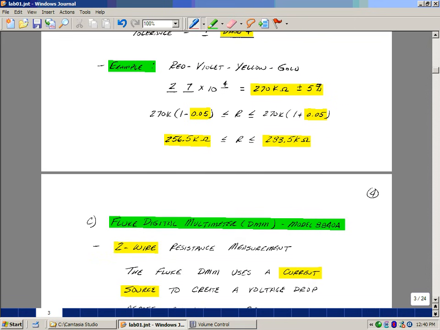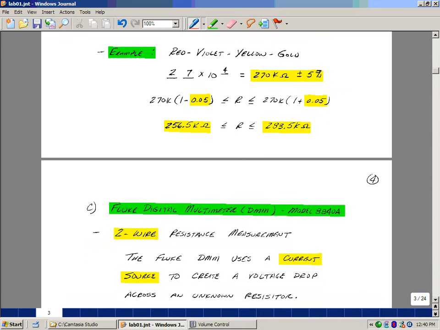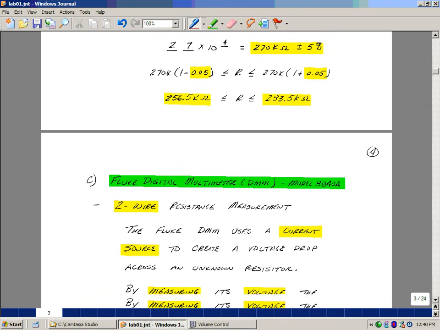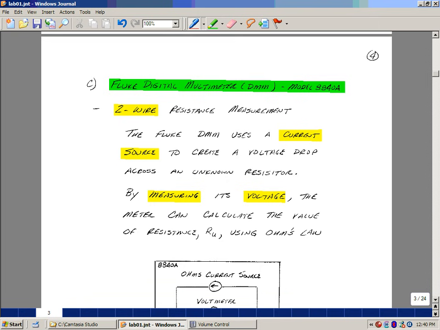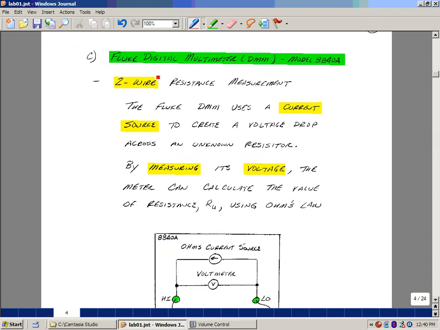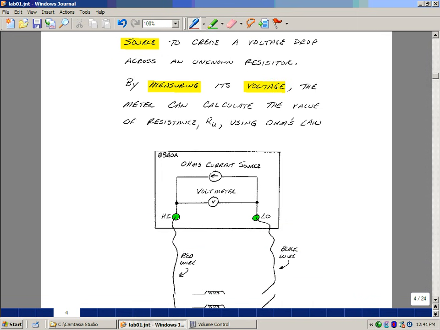To do that, we're going to use an instrument called a digital multimeter. And it's just that. It does many different things, one of which is to measure resistance. The first technique we're going to use is called a two-wire resistance measurement. What the meter is doing is creating a current and passing it through the sample and then measuring the voltage at the terminals of the instrument. This is shown in a picture below here.